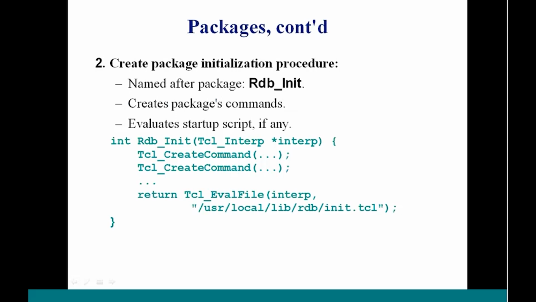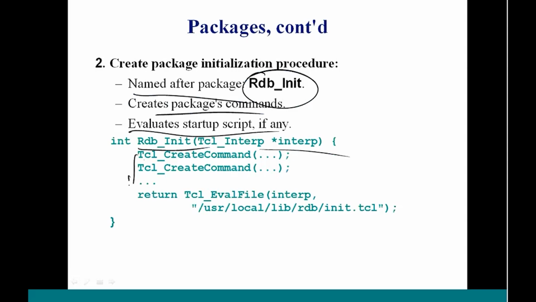So here is another example of creating the package initialization procedure. The name of the package is rdb init. It creates the package commands and evaluates the startup script if there is any. So how does it do it? It takes the Tcl interpreter, and then we execute Tcl commands one by one, and then finally we return the Tcl eval file.